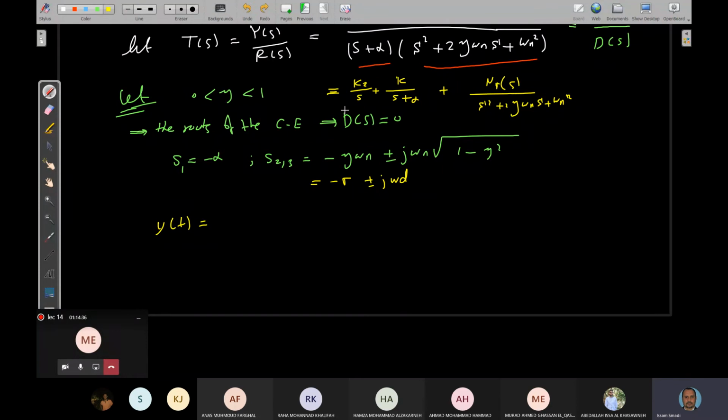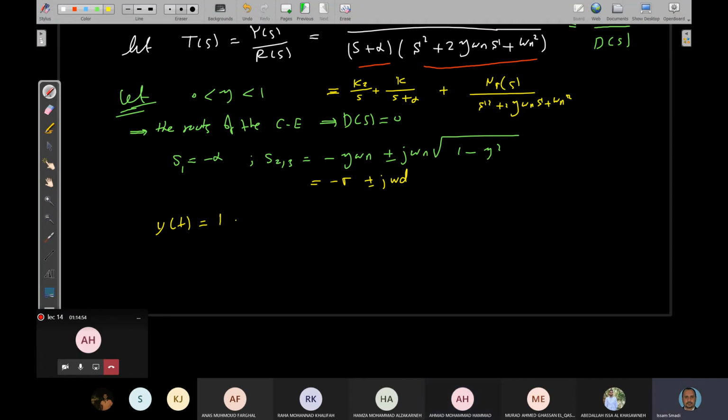Can you give me K2 equal to what? طب أنا أقول لك يا دكتور إيش هي؟ K2 equal to what? 1. ليش؟ إنه عوض صفر تطلع 1000 أوميجا سكوير على 1000 أوميجا سكوير. Because the DC gain is equal to 1.